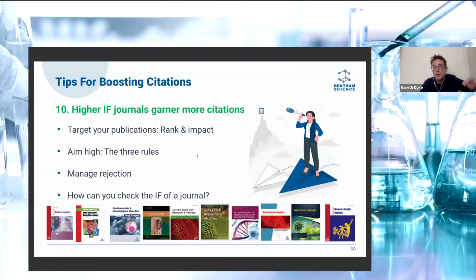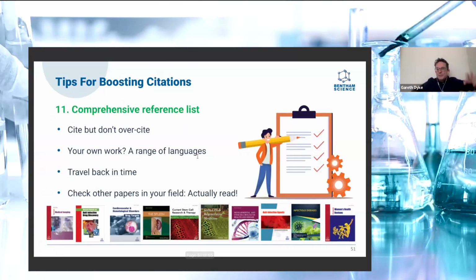Tip number 10, of course, is to go for those higher impact factor journals if you can. Target your publications, rank and impact, aiming high, choosing appropriately, and with the help of Scott and I, learning to manage your submissions as well as managing rejection. It happens all the time to researchers, unfortunately, but how you bounce back from those article rejections will determine the future of your career. Checking the impact factor of journals, we've talked about how you can do that in our event today.